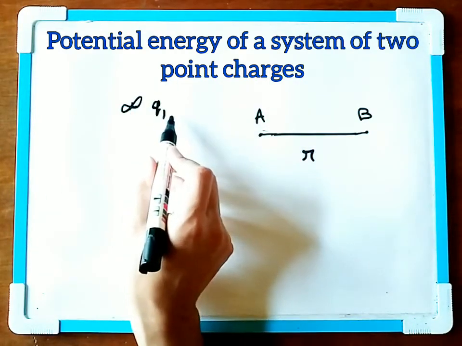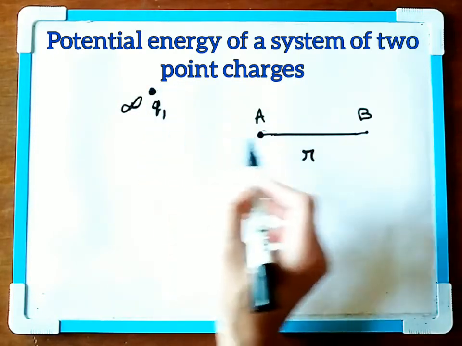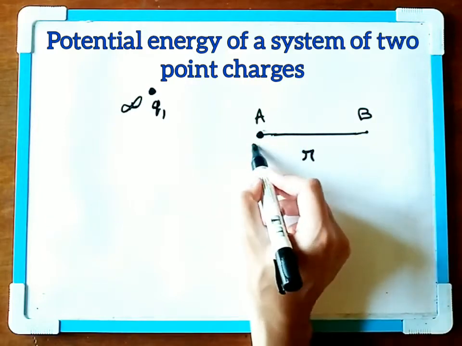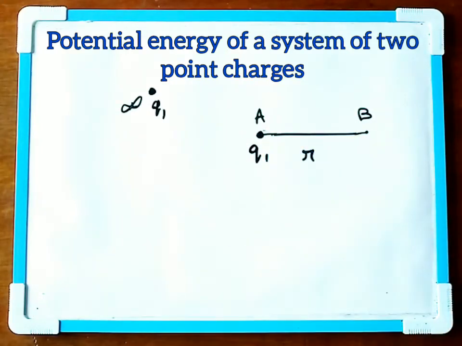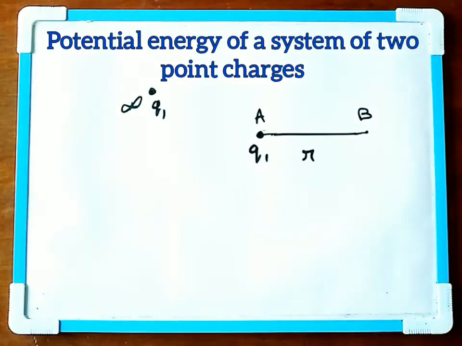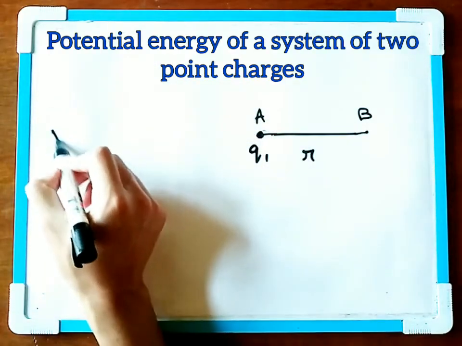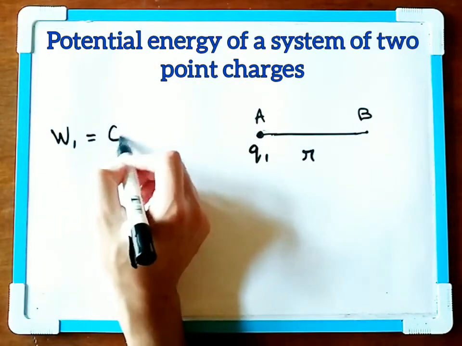Now if we bring charge Q1 from infinity to this point A, then there are no other charges which oppose the charge Q1. So if there's no electrostatic force which opposes this charge Q1, the work done will be 0. So if we bring charge Q1 from infinity to point A, the work done W1 is 0.